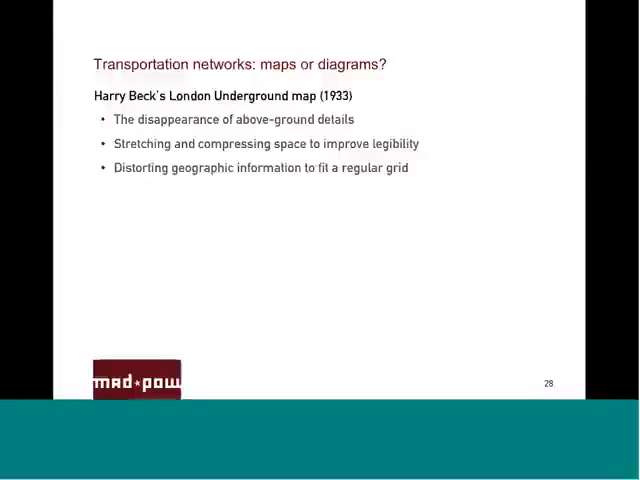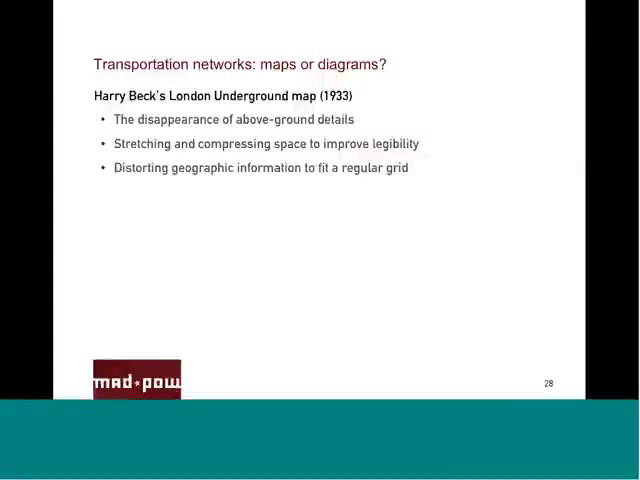Transportation networks is also an area that we can get a lot of inspiration from. There's plenty of discussion as to whether we would want to call these maps or diagrams, and I have no particular opinion on that, but it's a good thing to think about. And the great inspiration here is an invention by Harry Beck, who was working for the London Underground in the 30s. His redesign of the Underground map really pioneered the types of visual systems that we have today, and many of the techniques that he uses here can be reused in a lot of different contexts.